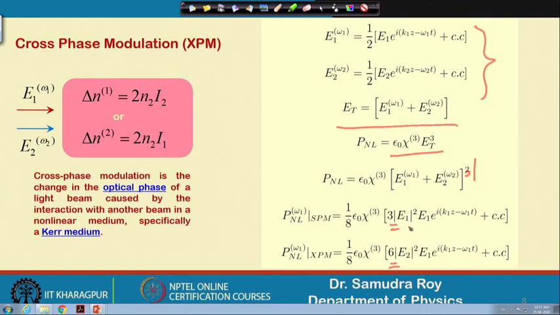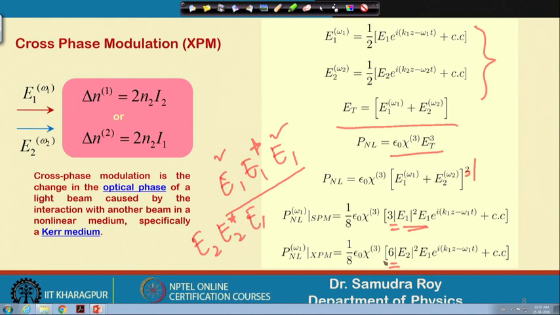You can see it is E1, E1 star and E1. These three combinations can give rise to this mod E1 squared E1. Here E1 and E1 are the same, so that is why we have a degeneracy factor of 3. For this case, we have E2, E2 star and E1, three distinct fields, and that is why the degeneracy factor of 6 is sitting here.